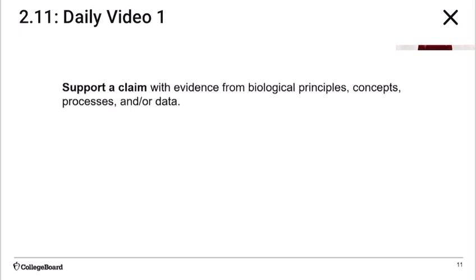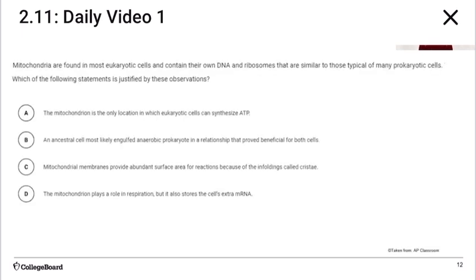So now let's practice the skill of argumentation. And in this part of argumentation, after a claim is made, it's important to support a claim with evidence from biological principles, concepts, processes, and data. So here's an AP multiple choice question for you to practice the skill of supporting a claim. So hit pause, and when you have an answer, press play again, and we'll see what you got.